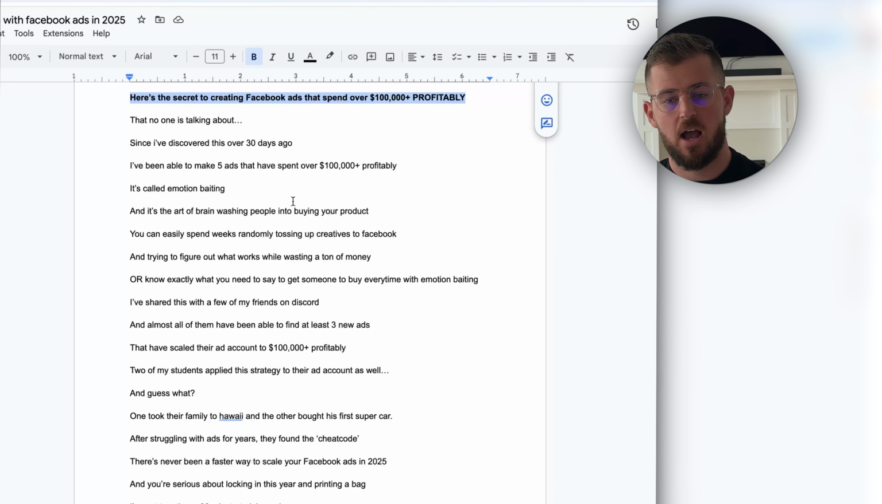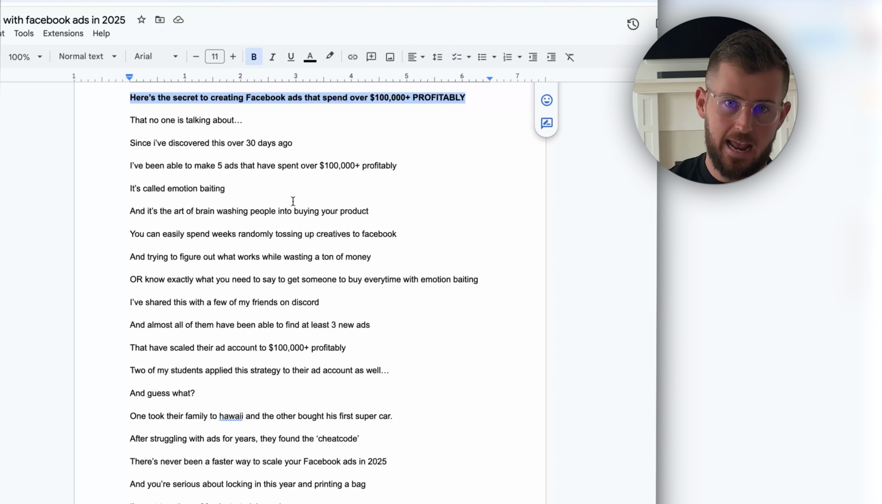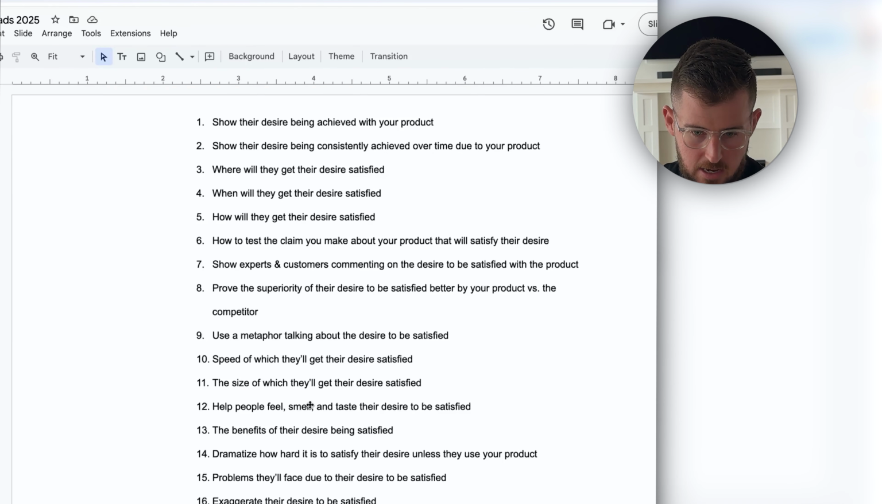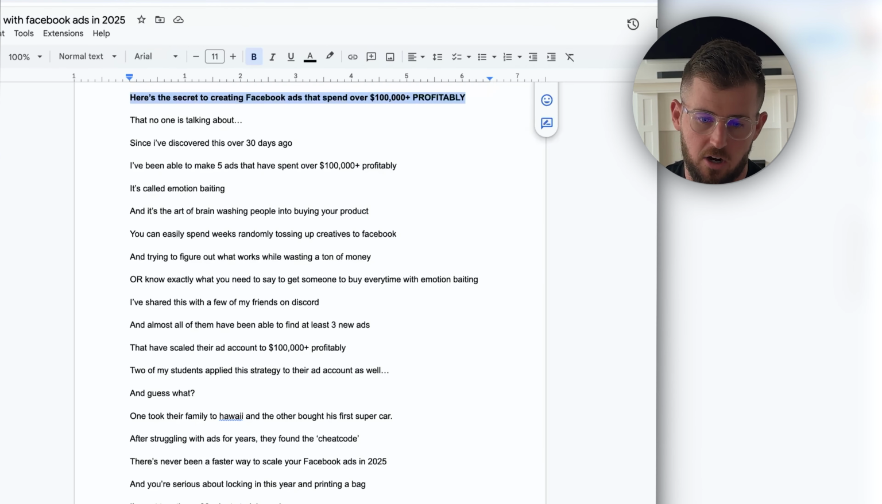So for me right here, I'm showing from multiple different angles how someone's desire has been satisfied. "I've shared this with a few of my friends on Discord. Almost all of them have at least 3 new ads." That's going to be, I think, experts, other people, customers commenting on the desire. "Two of my students applied this strategy to their ad account as well." And guess what?